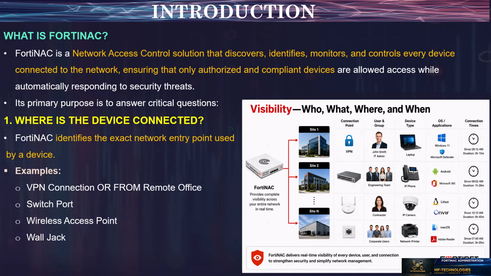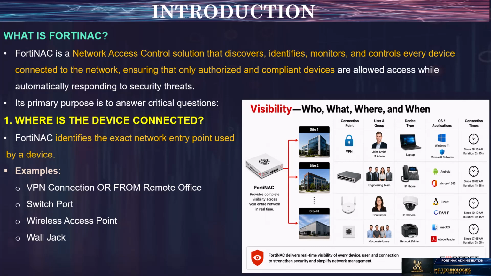The first question Fortinet asks: where is the device connected? When a new device connects to your network, the first thing Fortinet wants to know is where exactly the device entered the network. This may sound like a simple question, but it's actually extremely important. Think about a company with hundreds of switches and thousands of switch ports spread across multiple buildings. If an unknown laptop suddenly appears on the network and the administrator needs to know the physical location immediately, Fortinet provides exactly this information. It identifies the switch port, the wireless access point, the SSID, or even the VPN connection being used.